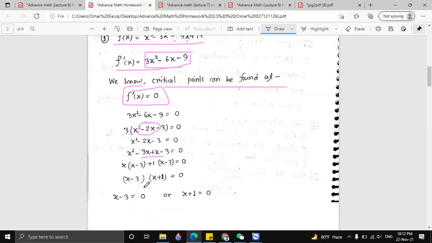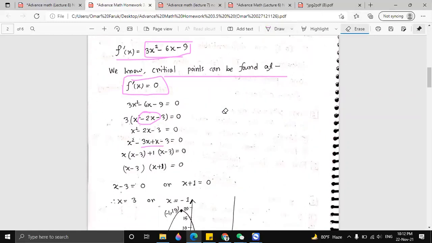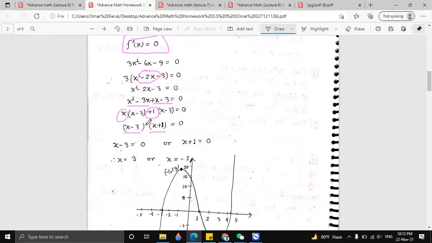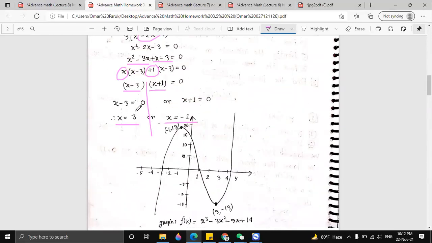Then from these two terms we can take x common, so it will be x times (x minus 3), and from the other two we can take plus 1 common, so it will be plus 1 times (x minus 3). So (x minus 3)(x plus 1). We can write x minus 3 equals 0 or x plus 1 equals 0. So x will be 3 or x will be minus 1. We got two points: one is 3 and one is minus 1.